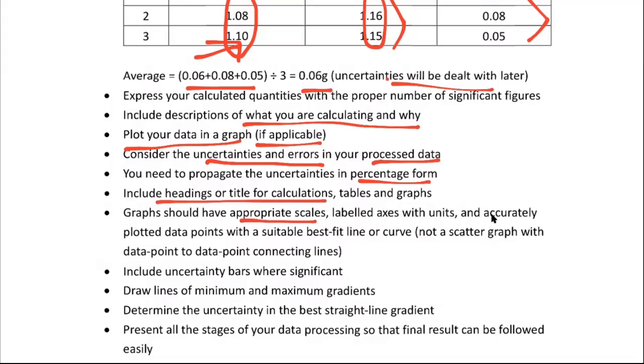So, if you're using a graph and your line only takes up this much space, that's not scaled well. Or if you're doing a graph and it's really big and it's going off the graph, that's not good either.